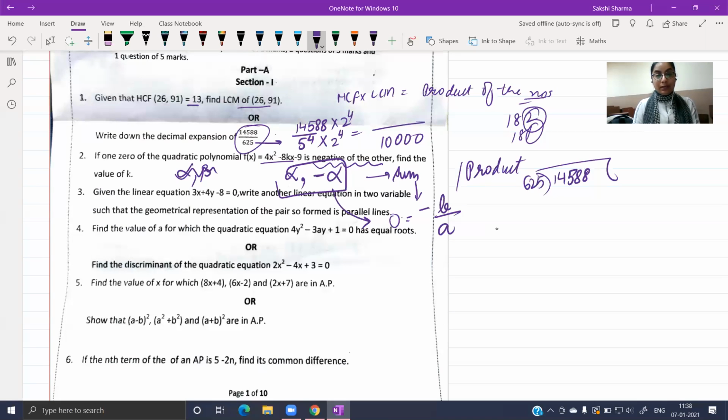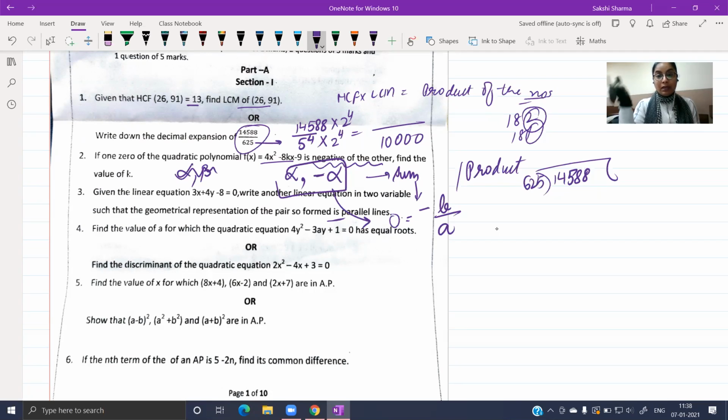Third question, given the linear equation, write another linear equation in two variables such that the geometrical representation of the pair so formed is parallel lines. लगता है कि ये वाला question ना शायद पेपर में आएगा नहीं. This seems to be very like unimportant sort of question. अगर आप textbook रिवाइज कर रहे हो अपनी, है उसमें ये क्वेश्चन कि आपको एक पेयर दिया हुआ है, आपको कॉरेस्पॉन्डिंग पेयर लिखना है, so that the pair as such becomes a pair of parallel lines or a pair of coincident lines or a pair of just intersecting lines.